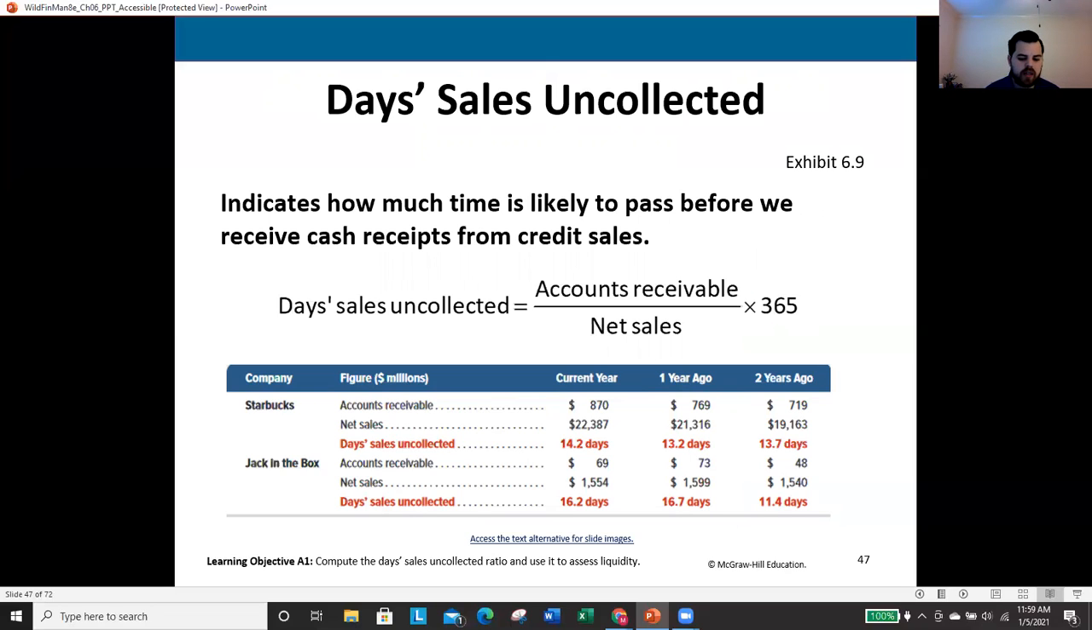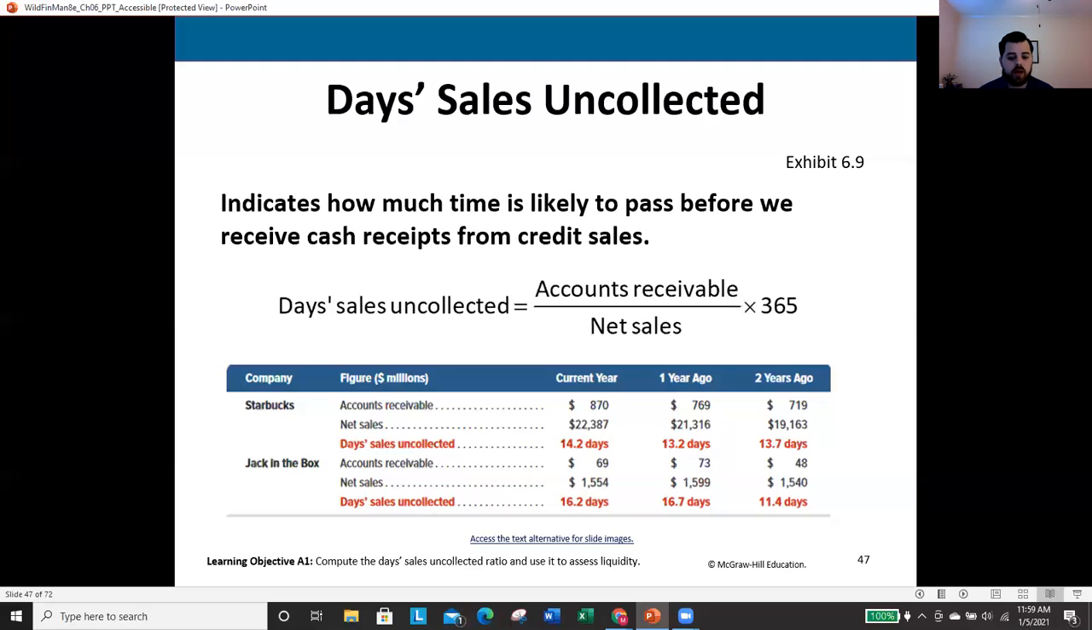Now, with Jack in the Box, it looks like 2 years ago we were pretty speedy at about 11 days, but now we're settling in somewhere around 16 in the last year or so. So a little bit more concerning here. That's a pretty big jump. So it looks like they've got a huge swell in accounts receivable, and we see that from 48 to 73 with only a moderate jump in sales. So for whatever reason, they're selling a lot more on account, about 50% more in that case from 2 years ago all the way up to 1 year ago. But they're not seeing that large of an increase in their sales. So it's leading to this very large increase in days sales uncollected.